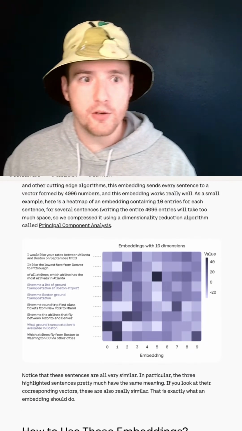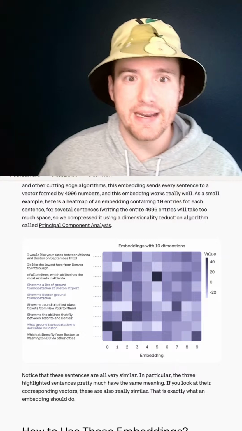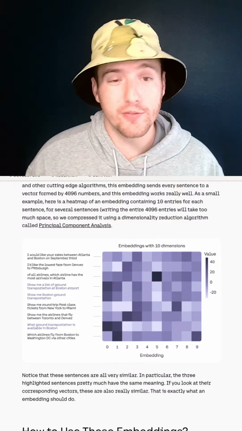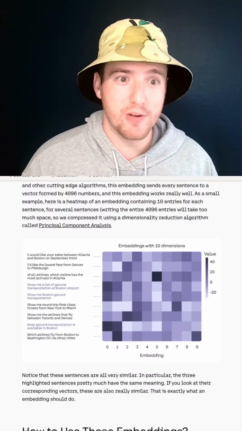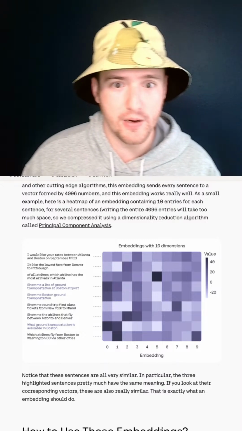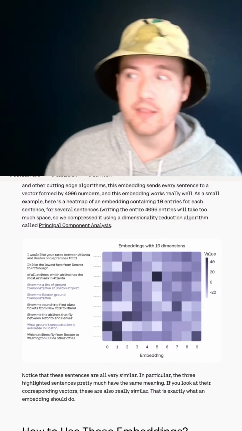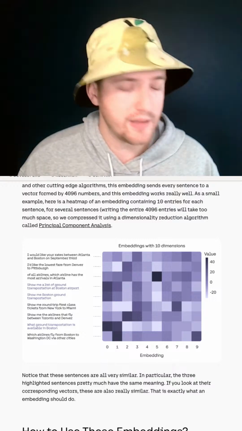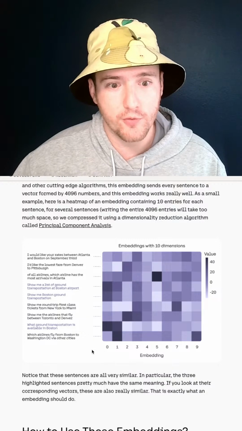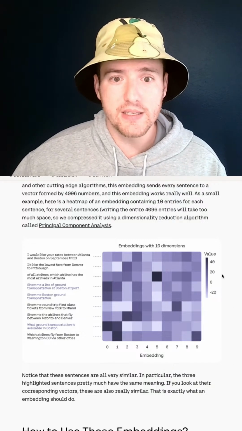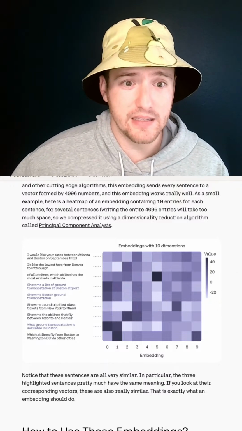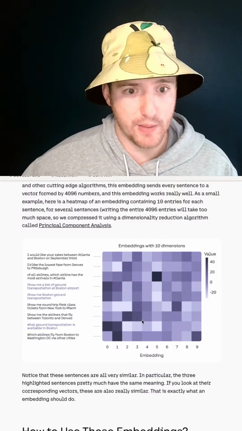As a small example, here's a heat map of an embedding containing 10 entries for each sentence. For several sentences, writing the entire 4,096 entries will take too much space, so we compressed it using a dimensionality reduction algorithm called principal component analysis. So again, the embedding is the thing, or the words that we're rating these sentences and these words on, and we don't know what these values here mean, what the vertical and the horizontal mean, but we can see that when the value is high, it means that it's supposed to be in this particular space.